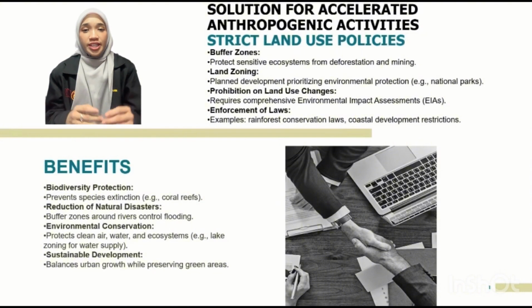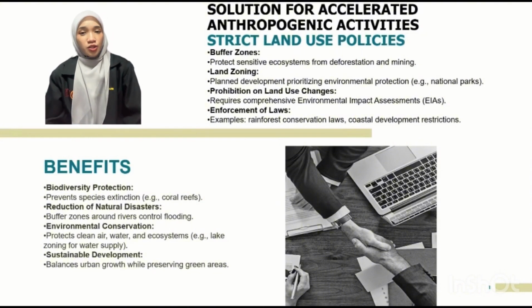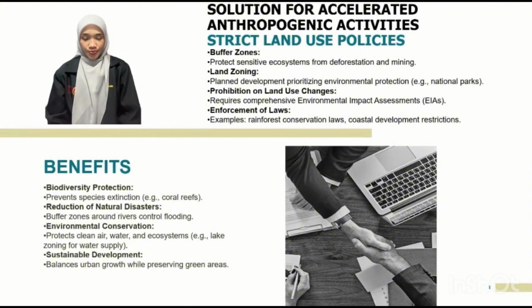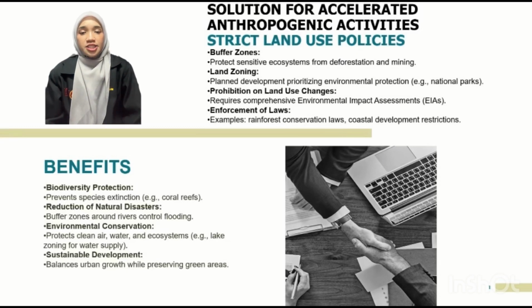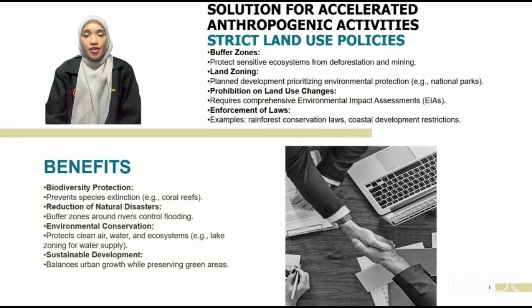Now, moving on to key measures that make land use policy effective. First, the establishment of buffer zones. These are protective areas that act as a shield around sensitive ecosystems. For example, buffer zones can help prevent activities like deforestation and mining from encroaching on critical habitats.